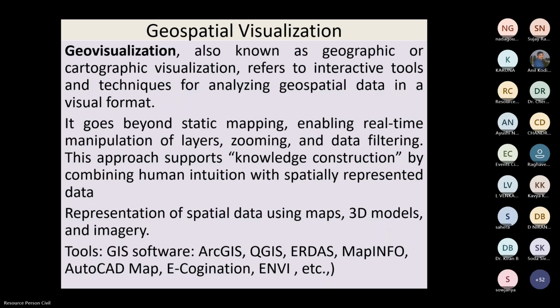ArcGIS is one software, Quantum GIS is one software, ERDAS is image analysis software, eCognition is also image analysis software, AutoCAD Map, ENVI, MapInfo. You can do raster as well as vector analysis in the same software. So any geospatial visualization is possible only with the help of this software. So you can view 2D models and 3D models.